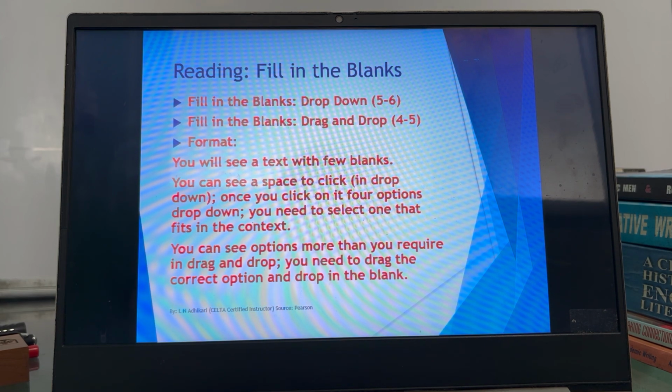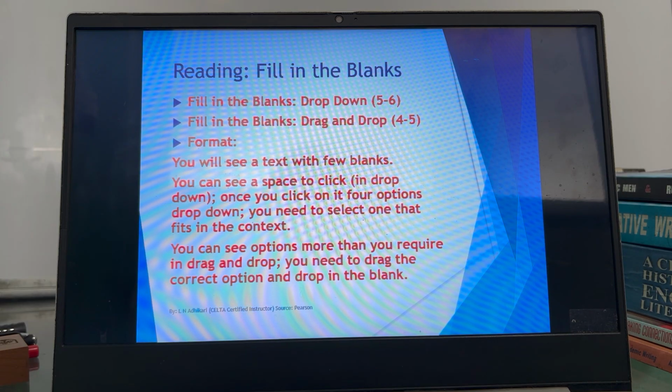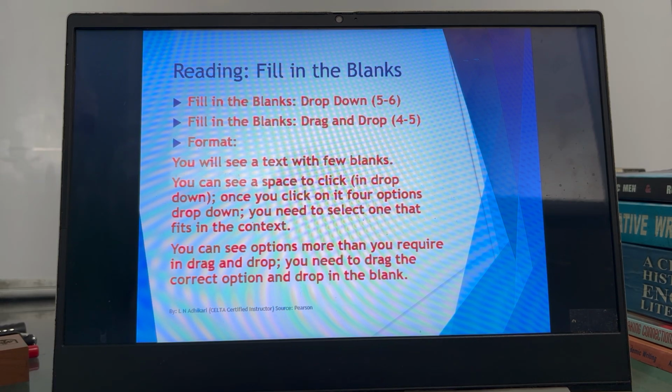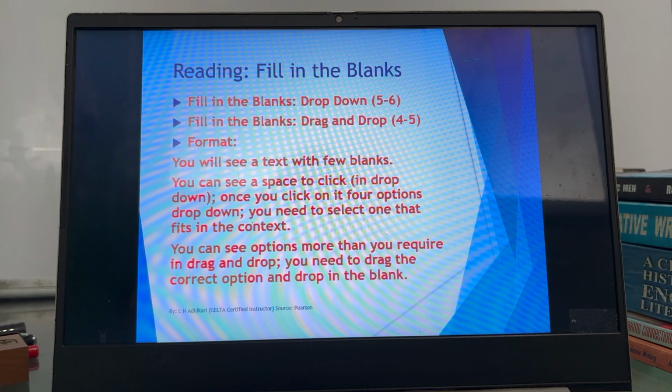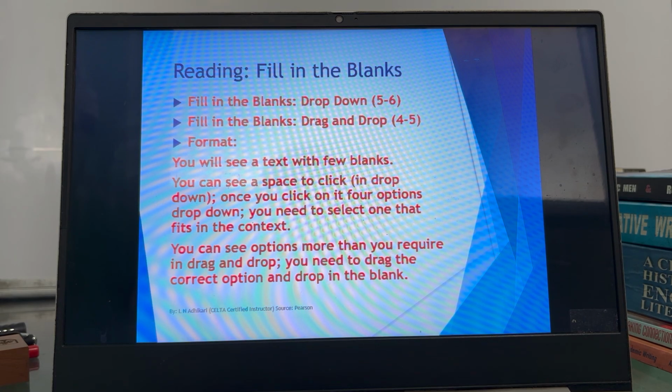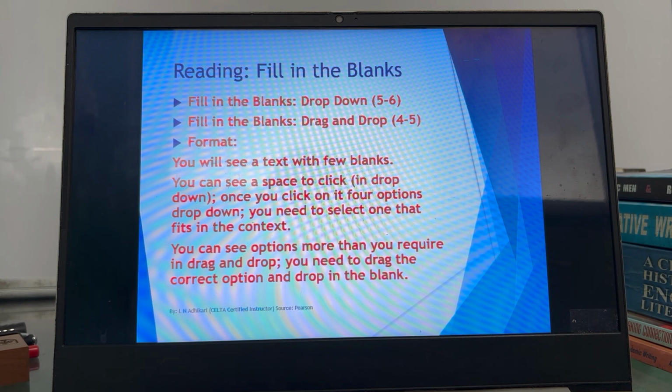So, thematically, fill in the blanks is the main question type that carries a high score. Both fill in the blanks, drop down, and fill in the blanks, drag and drop. What happens actually, you will see a text with a few blanks. In drop down, you can see a space for clicking. When you click on that space, you will see 4 options drop down, and you need to select the one that fits in the context.